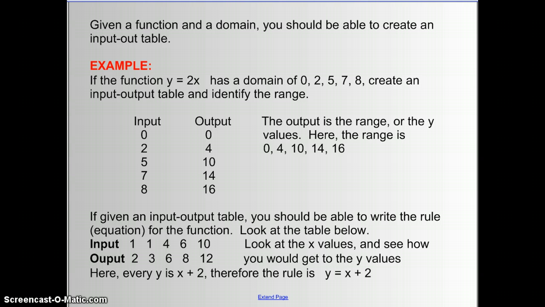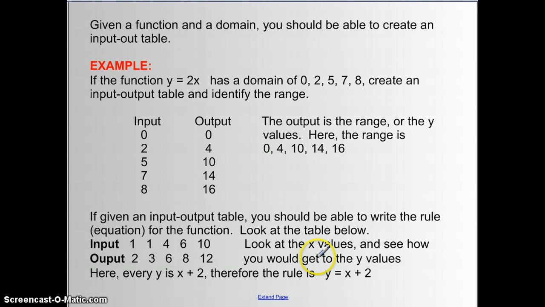Now, conversely, if you're given an input-output table, you should be able to write the rule or the equation of the function. So we're going to look at this table below. They give you inputs and outputs, and you can see that an input-output table can be written horizontally instead of vertically, so you should get used to looking at them both ways. The inputs, or x values, are 1, 1, 4, 6, 8. And the outputs are 2, 3, 6, 8, 12.